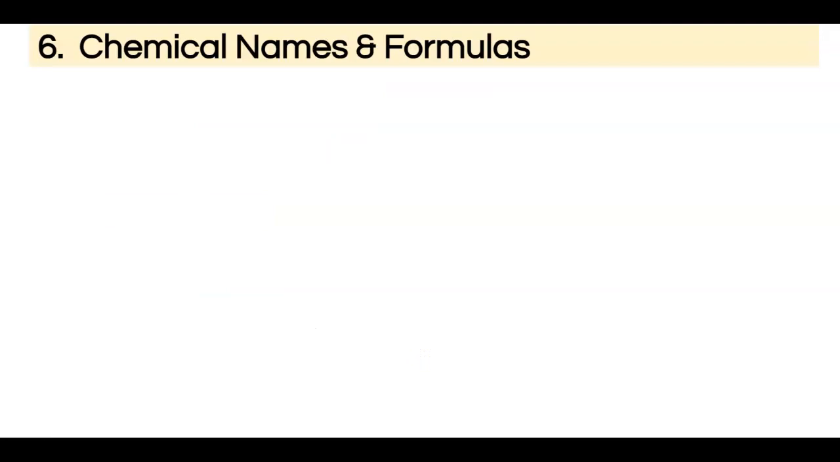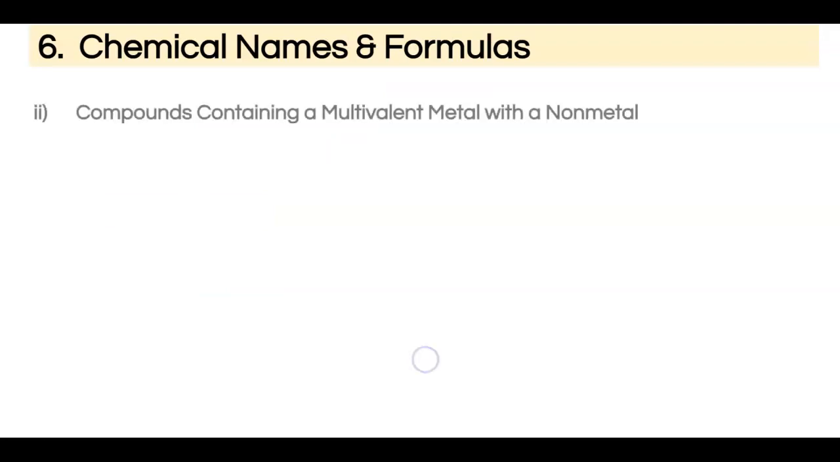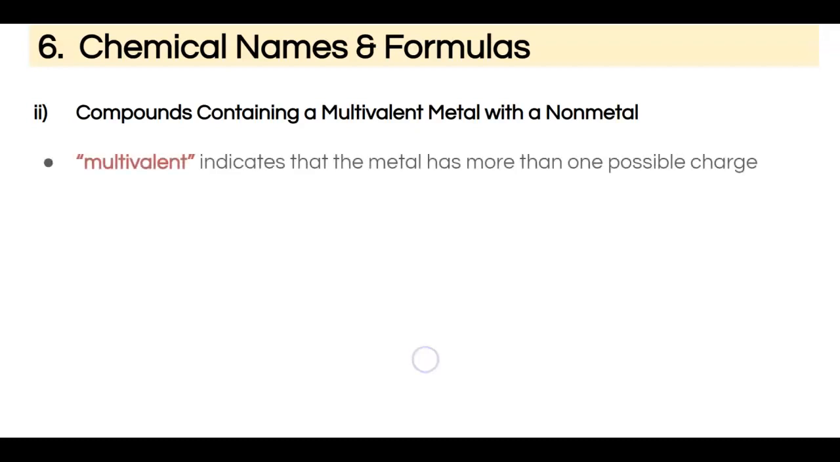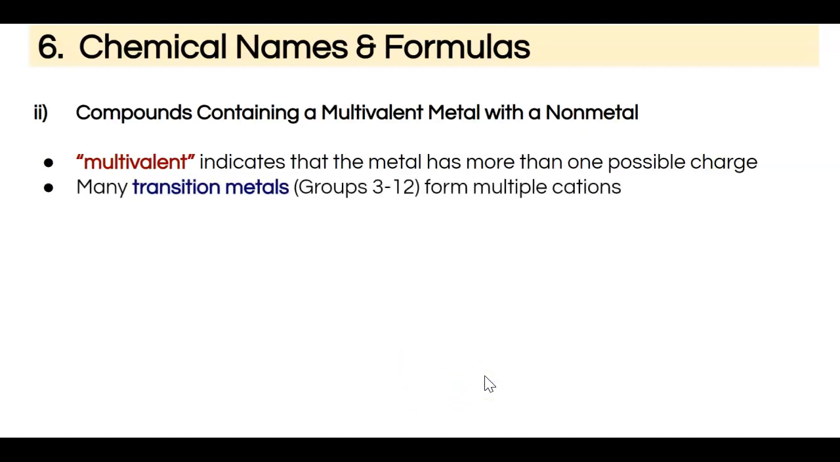So I want to explain to you a little bit about why it is that we're doing what we do before we get into the rules themselves. Because for me, I always like to know, well, what's the point of this? Why does this rule matter? So again, just to remind you, multivalent means that the metal has more than one possible charge.